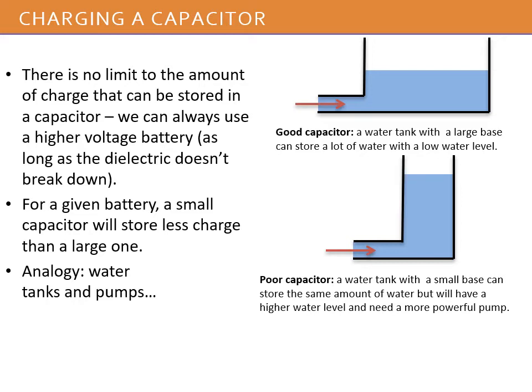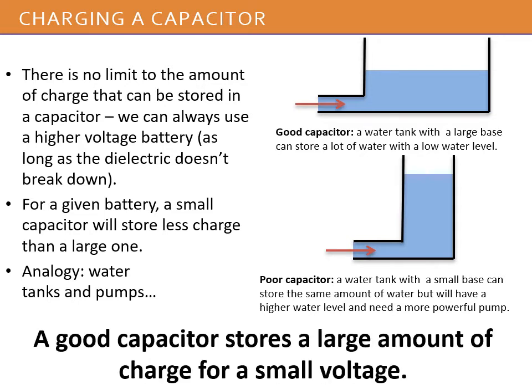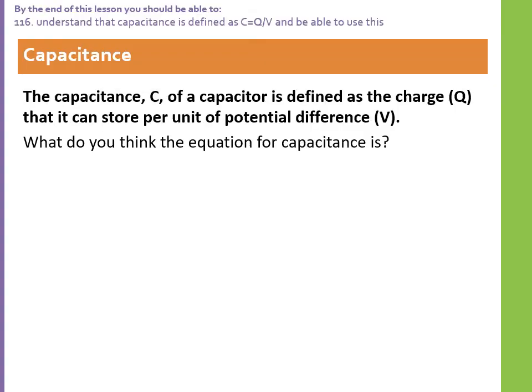So a water tank with a small base can store the same amount of water, but will have a higher water level and needs a more powerful pump. So again, you can use different scenarios to charge a capacitor in the best way. So a good capacitor stores a large amount of charge for a small voltage. So you have to do less work across the plates, and think of what strategy you could use to increase the capacity of a capacitor.